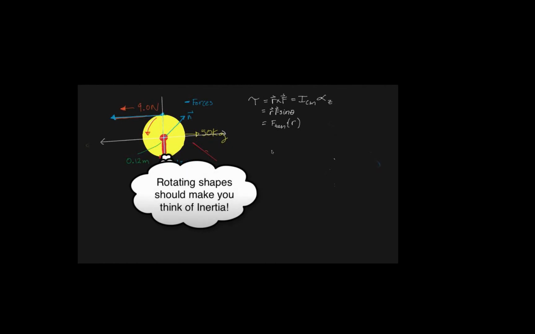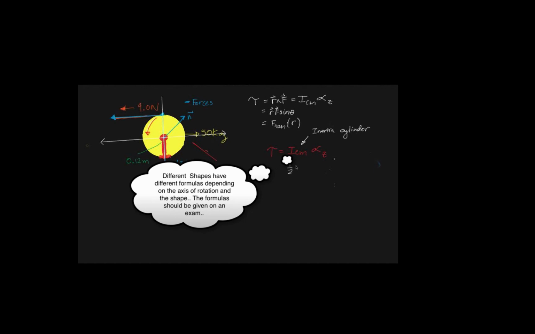Okay, so if I have torque is equal to I_CM alpha, which one of these am I looking for? You're looking for the alpha because you have everything you need, so let's find the inertia. Do you remember the formula for inertia of a cylinder? It's one half mass times radius squared. Very good. Most people don't have that memorized. And we're looking for alpha.